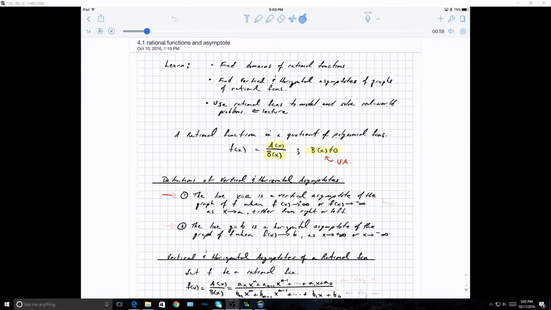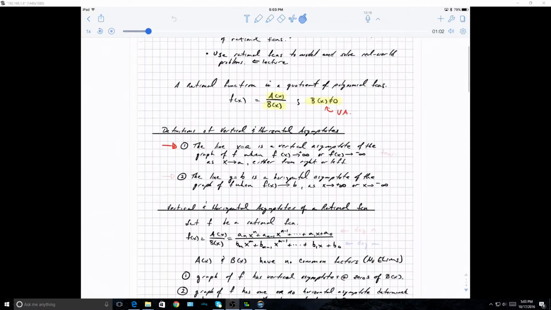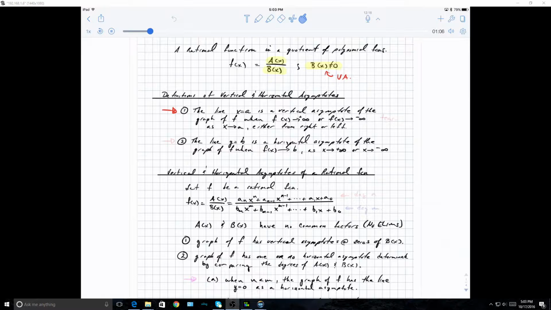So if I look at number 1 here, it says the line x equals a is a vertical asymptote, and it has to be vertical, right, because it's at a particular x value, of the graph of f when f of x approaches positive infinity or f of x approaches negative infinity as x approaches a, either from the right or the left. So that just means that the outputs, regardless of where you're coming from, are going to go either to positive infinity or negative infinity, okay? So they're just going to keep blowing up or down.